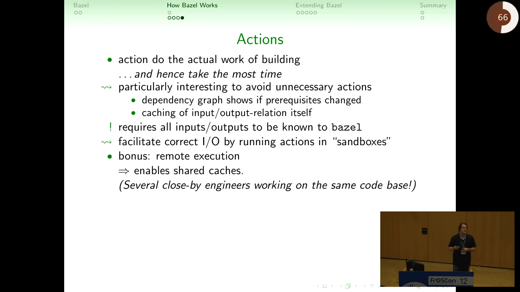And that enables yet another quite beneficial operation. So if you execute remotely, then you can use the same compute center as your colleagues and so on. And then you can have a shared action cache. And remember, I said the main use case, or the main internal use case, is a lot of engineers working on the same code base. So quite likely, someone will have compiled the same sources that you have in your work tree already. And that way you just get a cache hit, you get the answer back immediately and can continue.